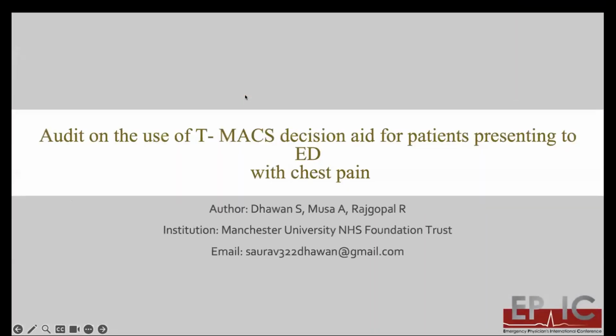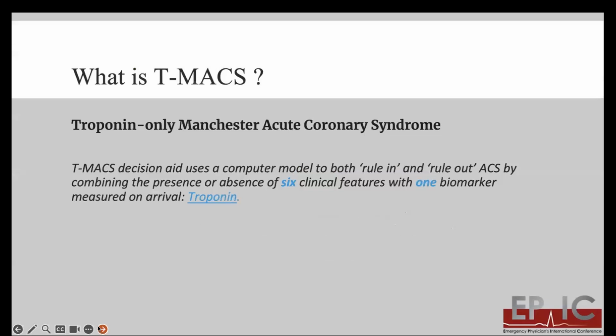I'm going to be presenting my audit, which I had done on the TMACS decision aid for assessing patients who present to ED with chest pain. So what is the TMACS decision aid?